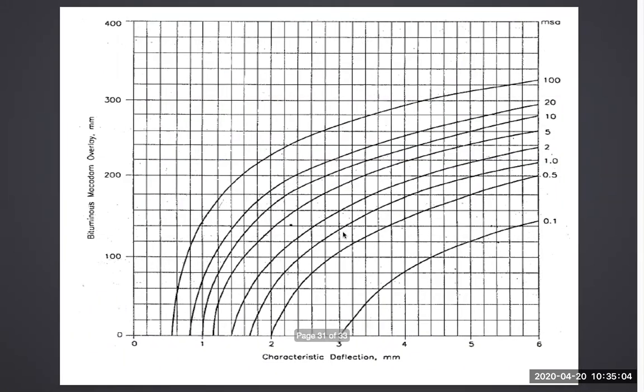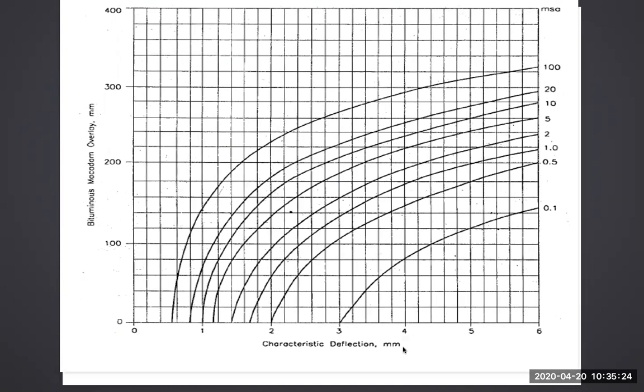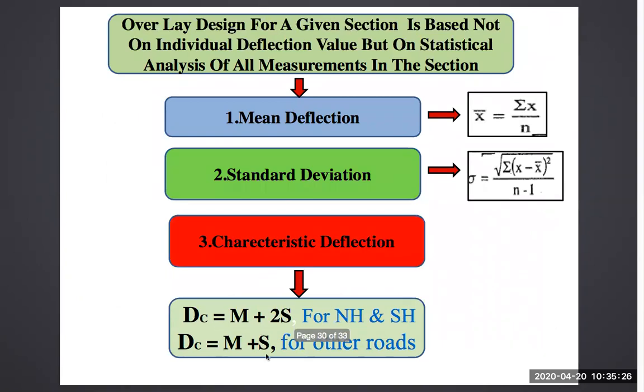Now this is given in IRC 81, wherein you can see on the y-axis there is a bituminous macadam overlay. How much overlay thickness we need to give can be determined on the y-axis, and the x-axis is the characteristic deflection which we got from this formula. We get it from the mean calculation and standard deviation, and then the characteristic deflection, which is given for different categories of roads.